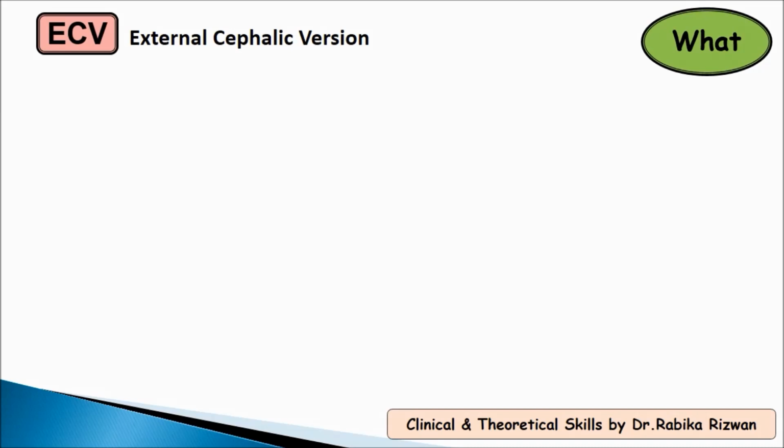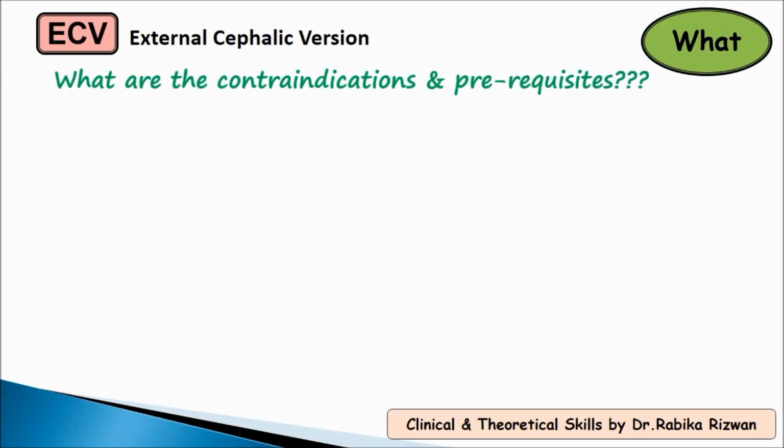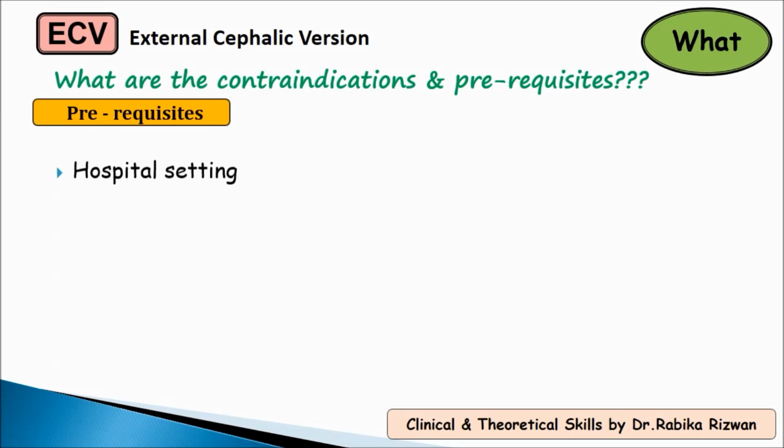What are the prerequisites to perform ECV? This is the favorite question to be asked in your clinical exam. It simply means what is the environment in which you are going to perform external cephalic version. When you have decided to perform ECV and you selected the most favorable patient in which you are going to rotate the baby externally, the first point and the most important point is hospital setting.